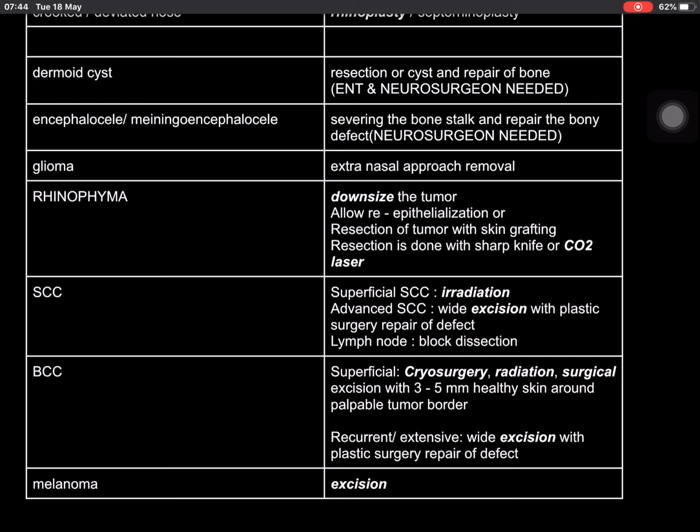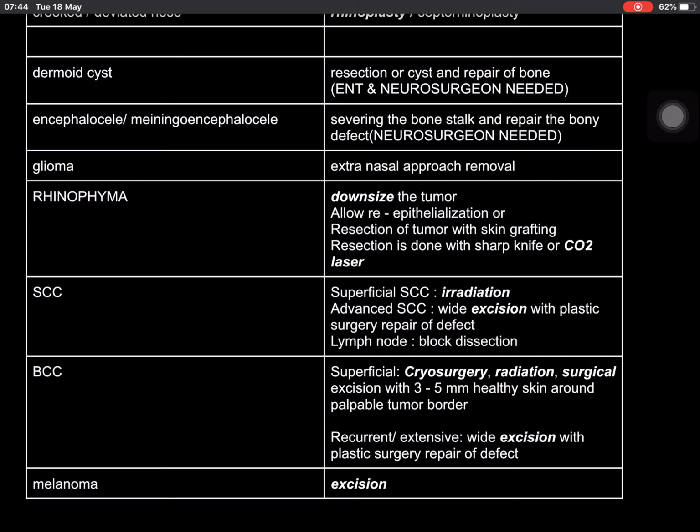Squamous cell and basal cell carcinoma are not much of a problem for the ENT surgeon because general surgeons operate on them. For superficial disease, we just give radiation for squamous cell carcinoma. For advanced disease, we do a wide excision, around a 1.5 centimeter radius, and the lymph nodes are treated with a radical block dissection.